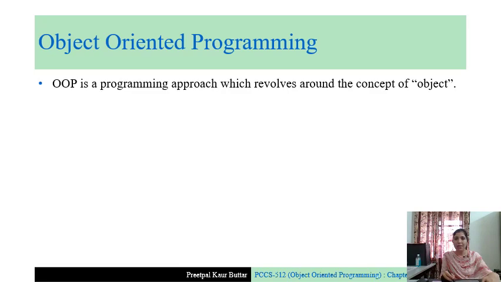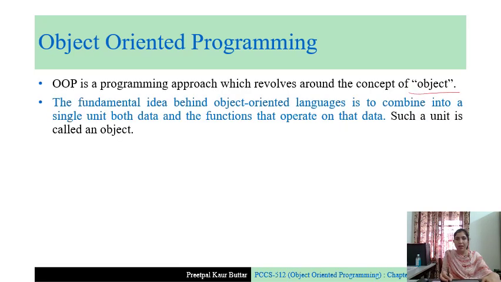Object-oriented programming is an approach which revolves around the concept of an object. Now, what is an object? Object is an entity which combines into a single unit both the data and the functions which operate on that data. In a program, we have some data and we have some functions which operate on that data.